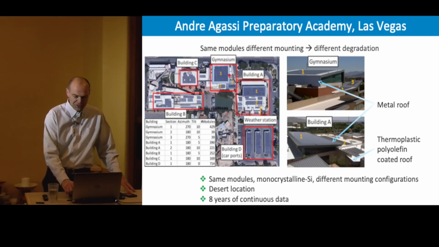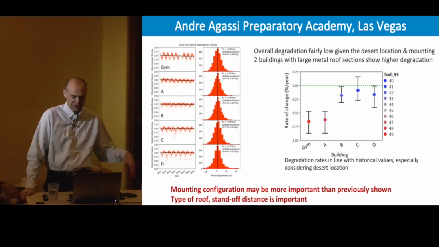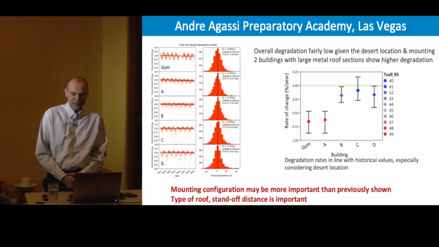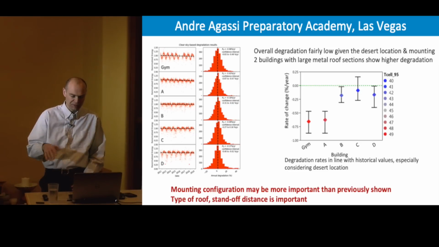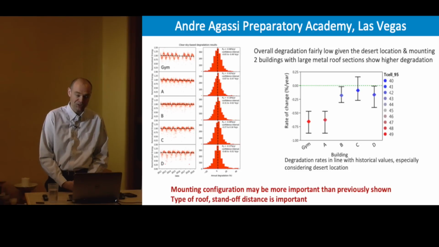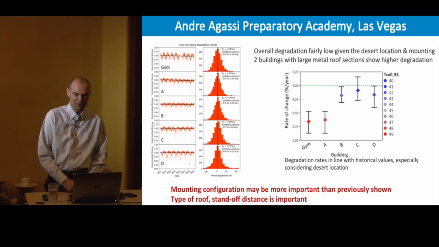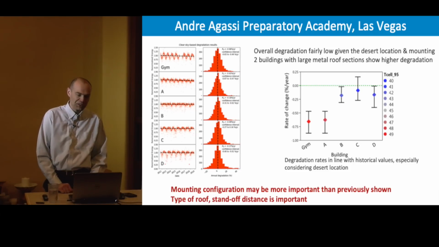We have 8 years of data on this, and that's the analysis shown on the left, but on the right is a summary. The degradation rate is actually in line with historical values of 0.7, 0.6% per year, which is actually very good for a desert location. But the systems that run cooler, the carport, that's building B, and building B and C, actually show almost no degradation at all. So the mounting configuration is important, not just the climate, but also how you mount the modules. And the further the modules are mounted away from the roof, the cooler they run.